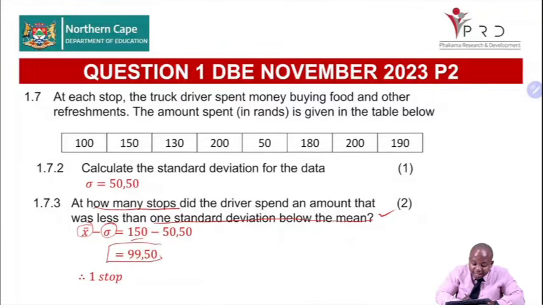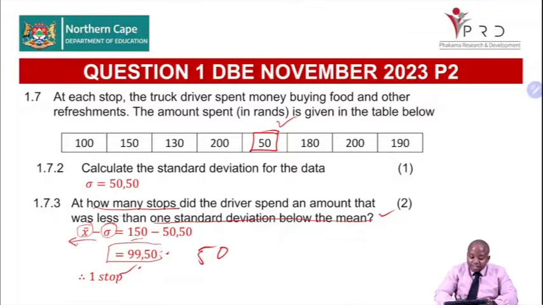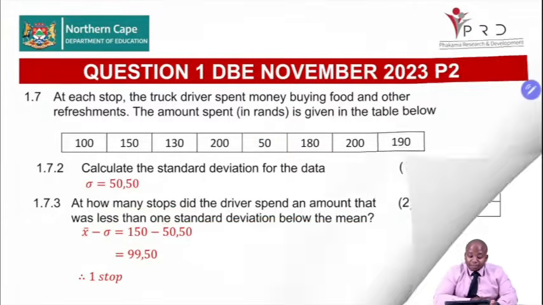Then we are going to check how many data values are below. Remember, this is less than. So we're looking for any data value that is below 1 standard deviation of the mean. Our value is 99.50. So we're looking for any value that is less than 99.50, and the value is going to be 50. How many stops are we having here? We only have 50, which is 1 stop in this case. That is the stop of 50.